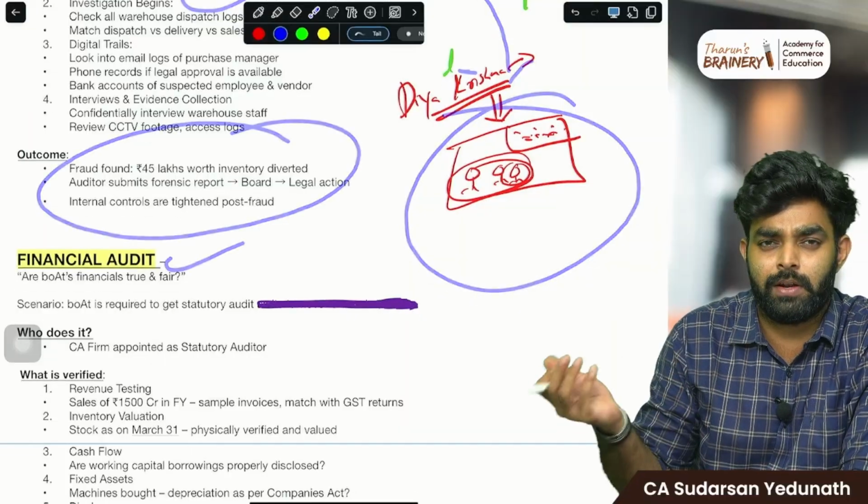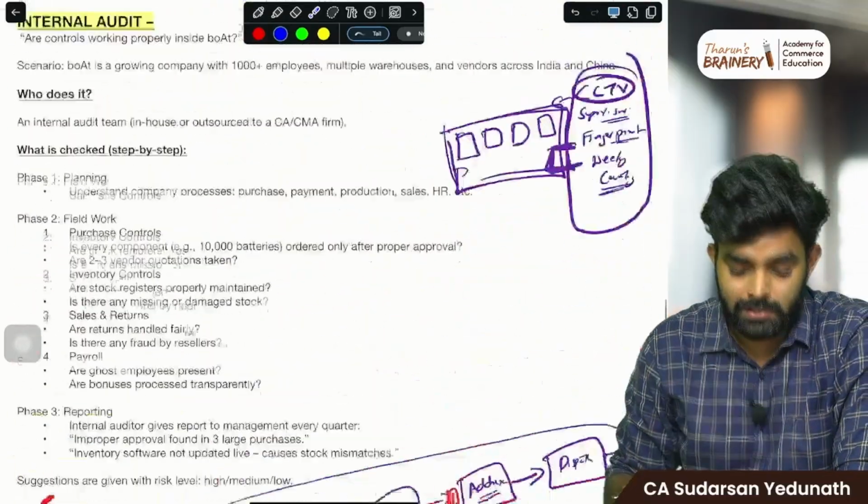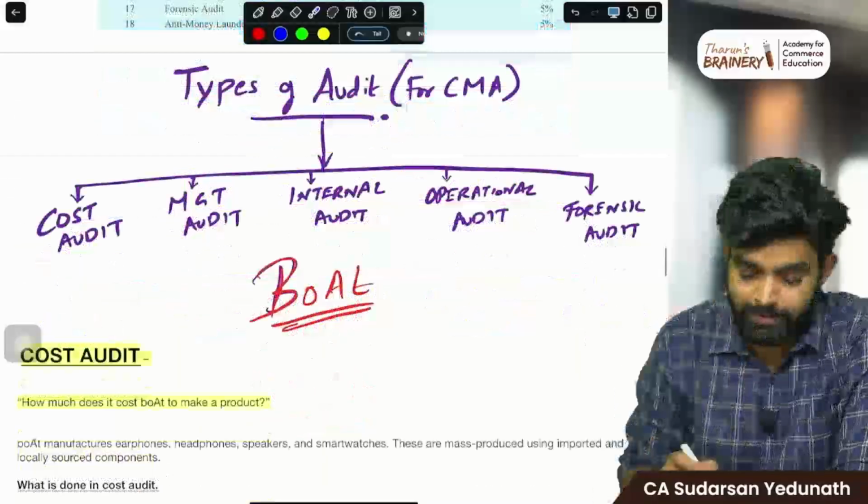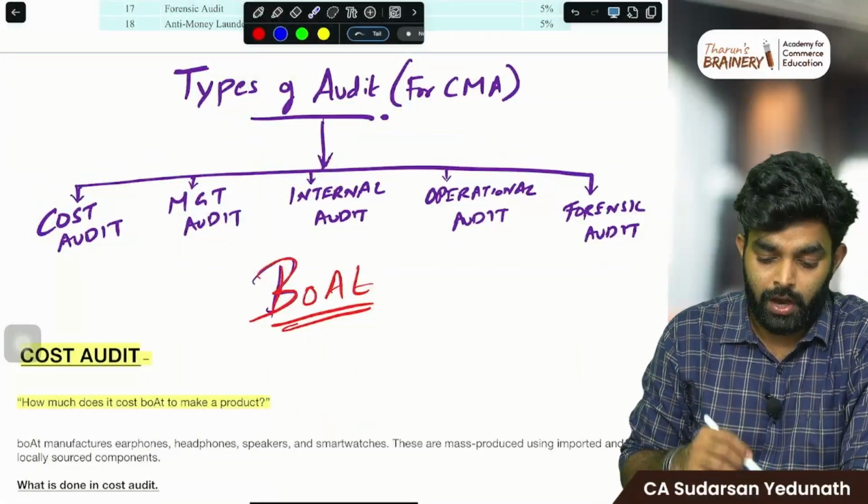The financial audit is the normal audit. CS audit is not relevant for you. So these are basically the 3, 4, 5 types of auditing that are relevant for you. I hope you got the clarity.